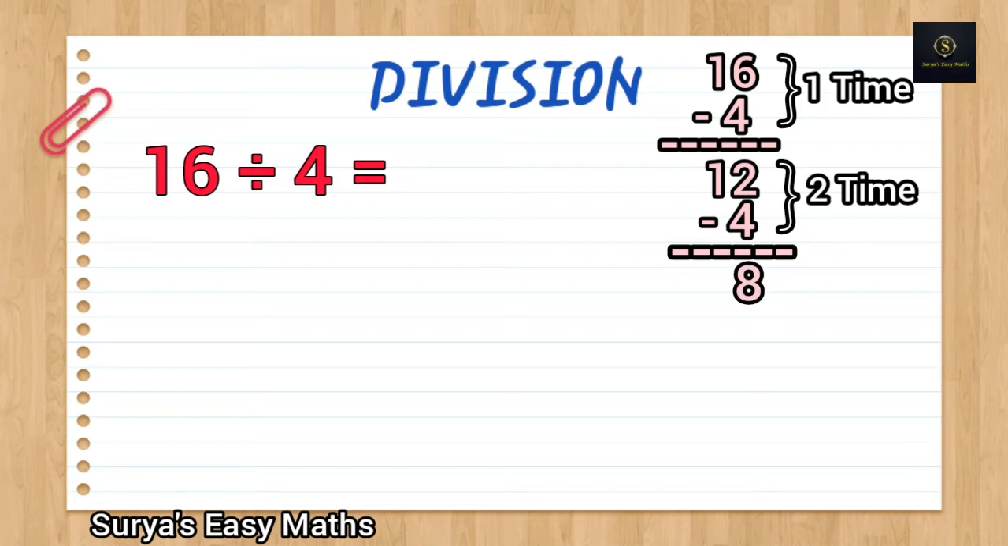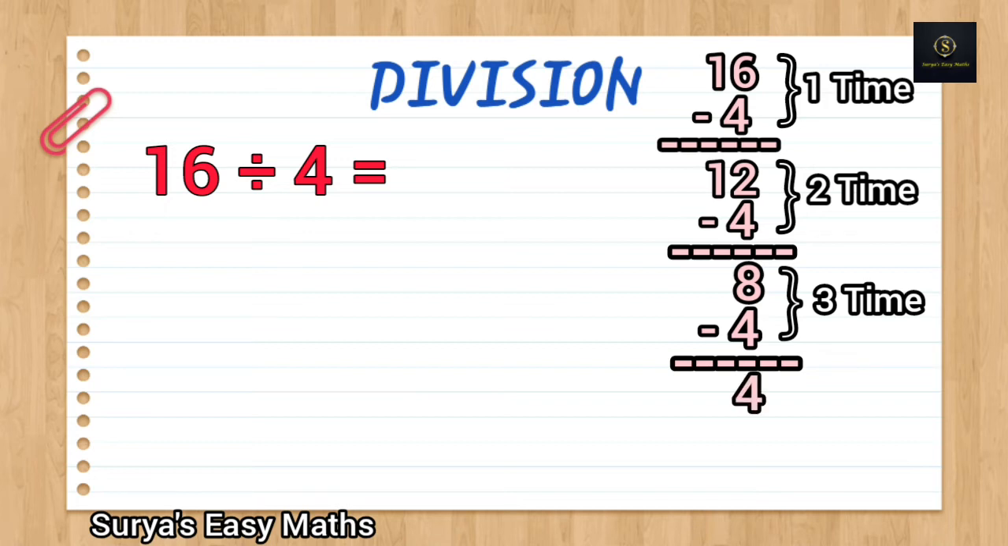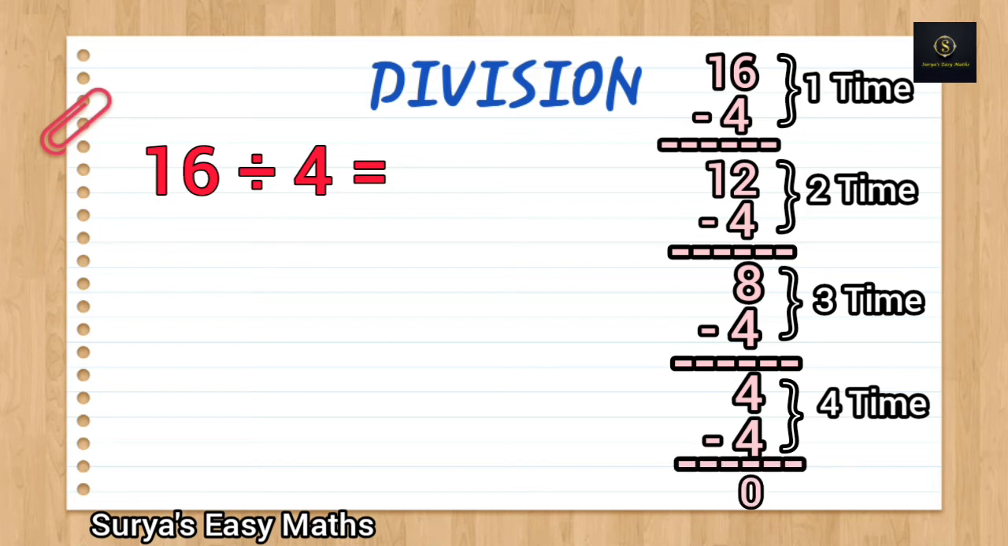Now one more time we will subtract 4 for the third time. That is 8 minus 4 is equal to 4. Now for the fourth time we will subtract 4. So 4 minus 4 is equal to 0.